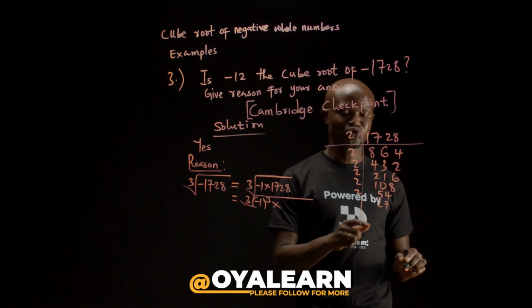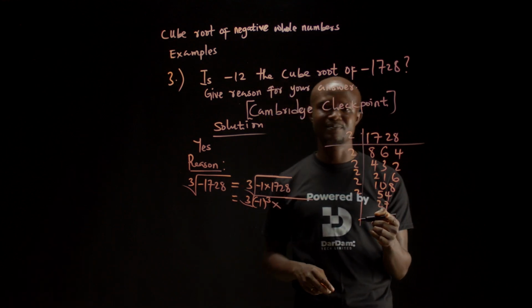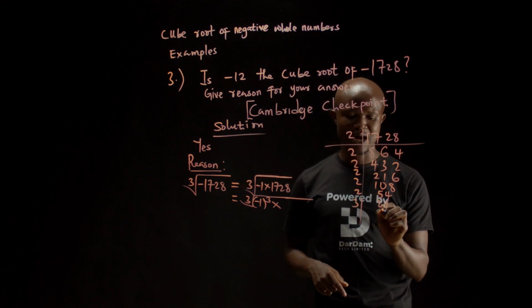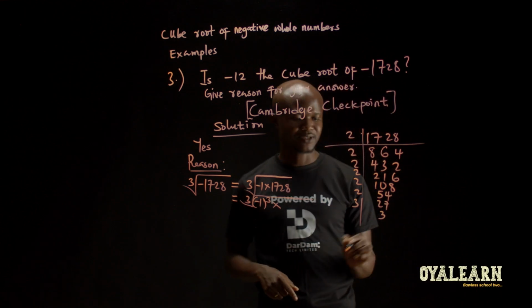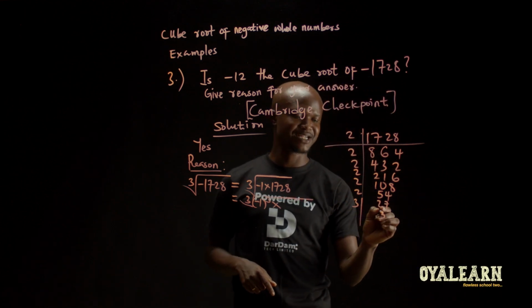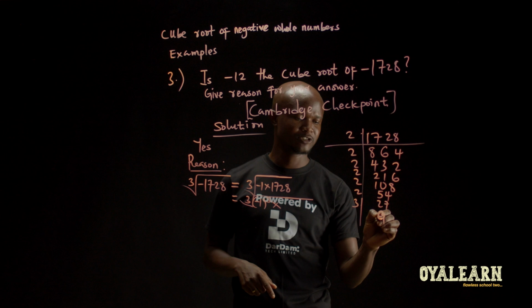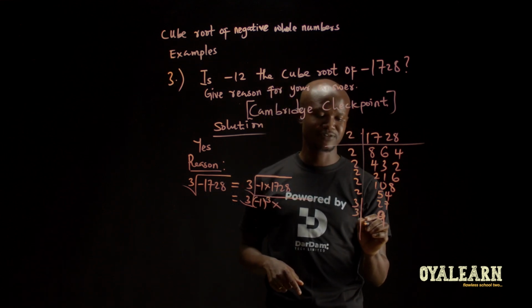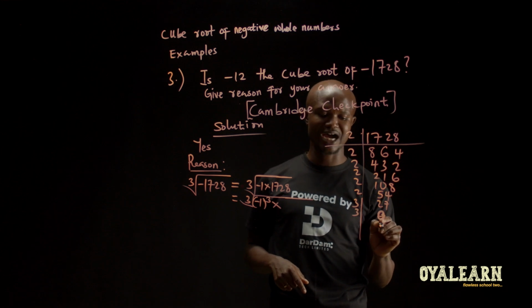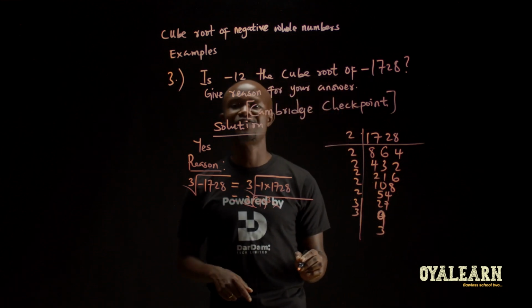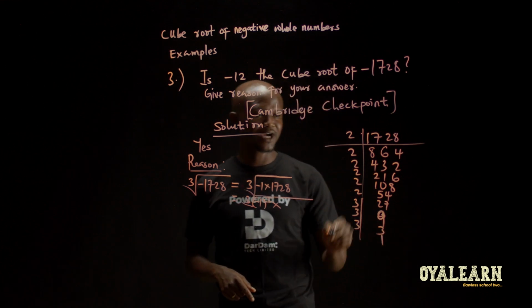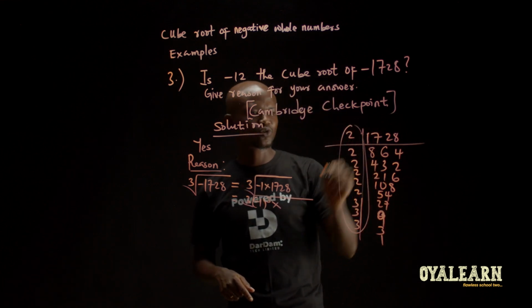Then 2 cannot go again because this is a multiple of 3. So dividing by 3, what will I have? 27 divided by 3, that is 9. Then dividing by 3, what will I have? 9 divided by 3, I will have 3. Now dividing by 3, what will I have? I will have 1. So it means that this is what we need now.